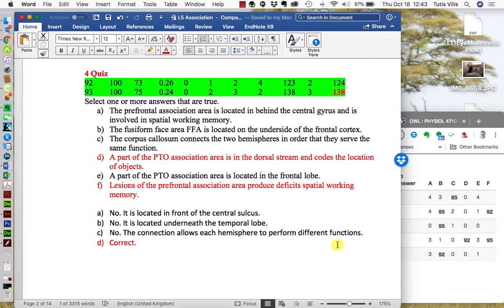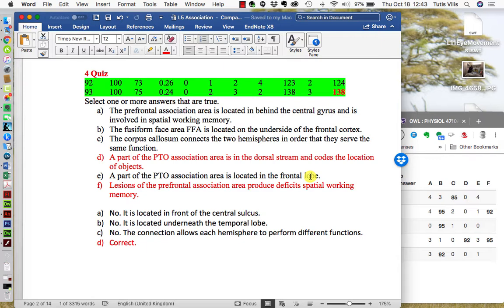Another one that some people chose was this one. A part of PTO is located in the frontal lobe. No, if you remember what this stands for, it's parietal, temporal, occipital, which doesn't include frontal.